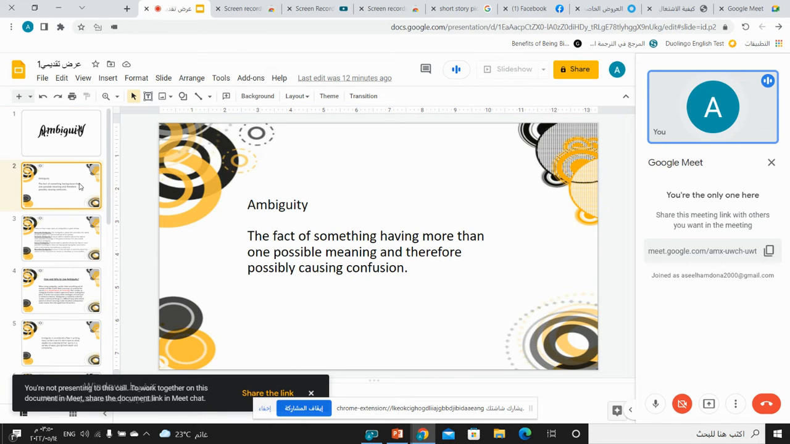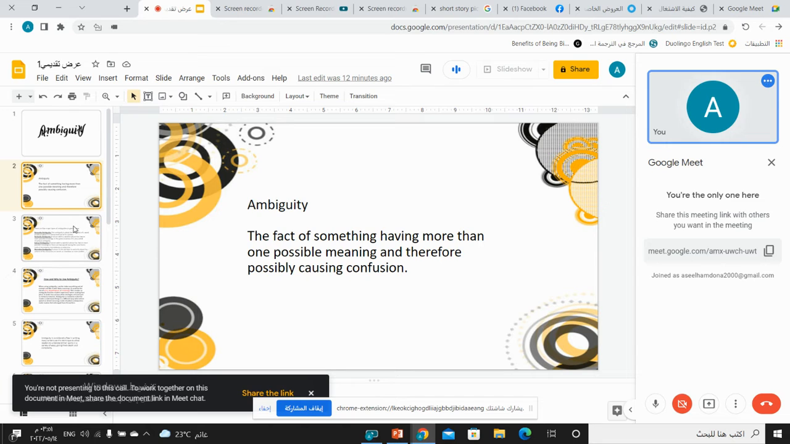So let us define ambiguity. Ambiguity is the fact of something having more than one possible meaning, and therefore possibly causing confusion. It causes confusion to the one who is reading the text, like he didn't know what the writer meant by this word. If he puts a word that carries two or more meanings, he wants to send you a hidden message and you don't even know what the message is behind this context or this sentence.